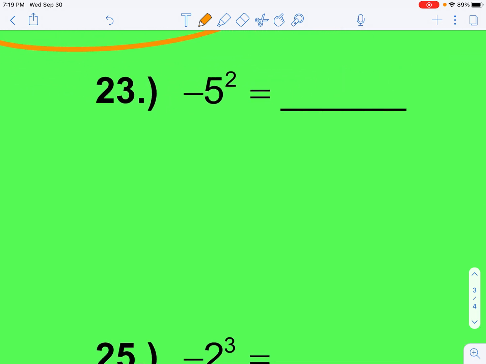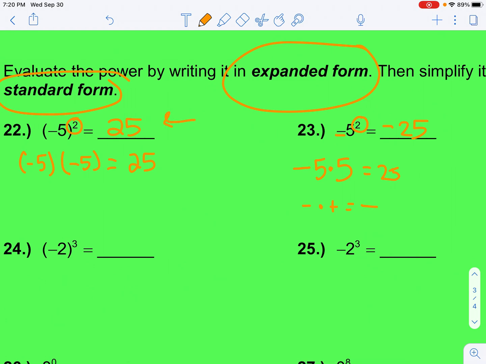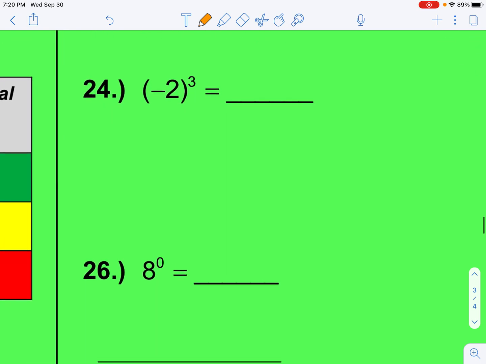Alright, number 23, sorry. Now this time I'm still doing it squared, but I have this negative sign out in front. So what that means is I keep my negative, and now I'm doing 5 times 5. Okay, I have a negative times a positive, which tells me my answer is going to be negative, and I know 5 times 5 is 25, so my answer is negative 25. See how those parentheses make a huge difference between this problem and this problem? Very important that you pay attention to that.